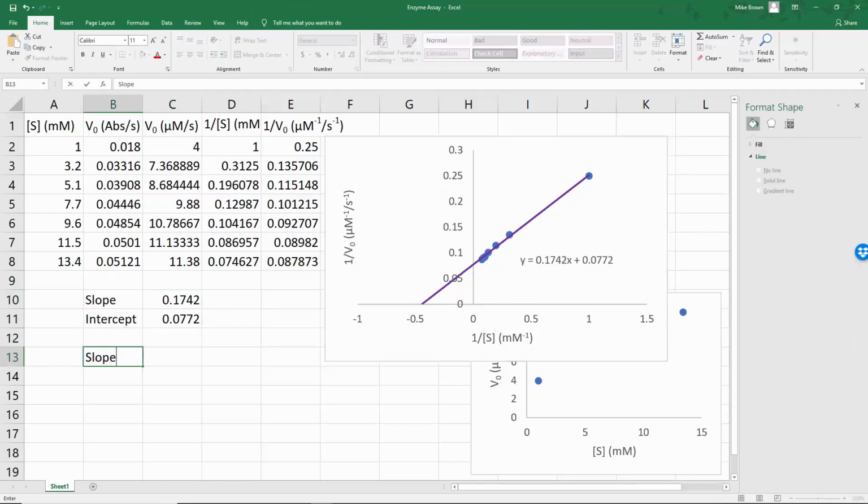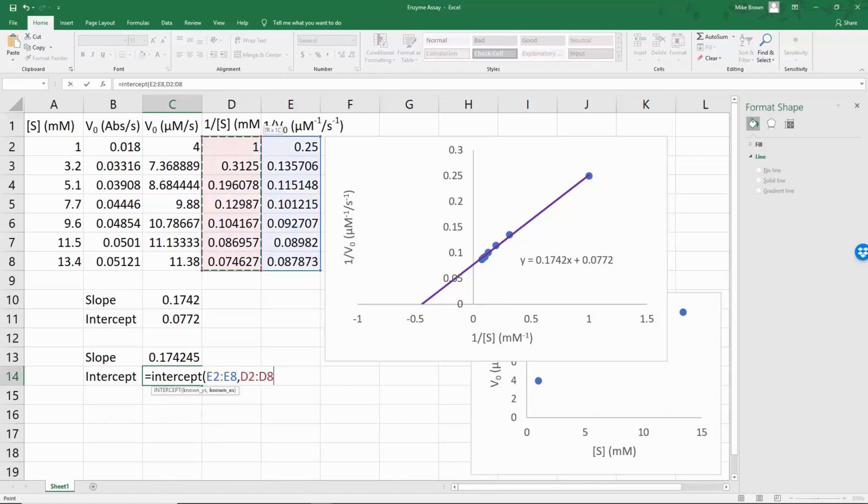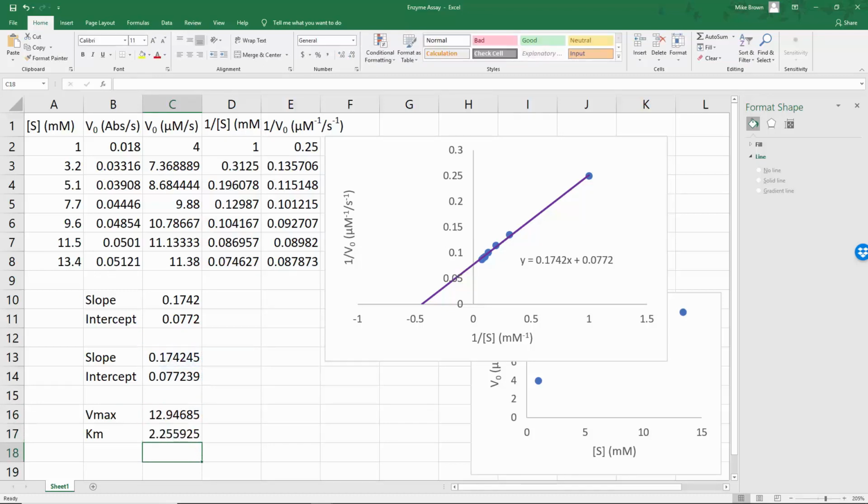y-intercept. You can also get the slope with the equation equals slope, open parentheses, select the y values, comma, select the x values, close parentheses. And the y-intercept is equals intercept, open parentheses, select the y values, comma, select the x values, close parentheses. The Vmax is 1 divided by the y-intercept, and the Km is the slope multiplied by the Vmax. So we did it. We have Km and Vmax values for the enzyme without inhibitor present.